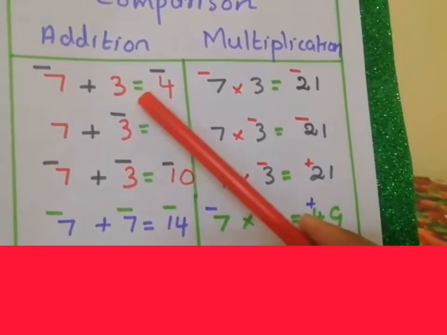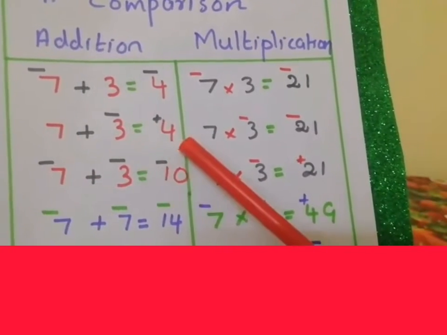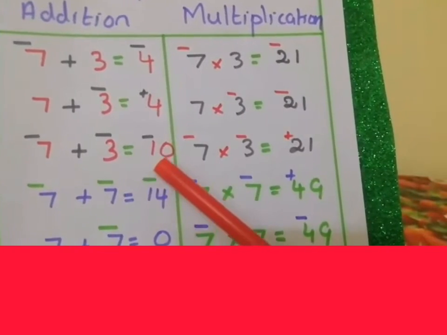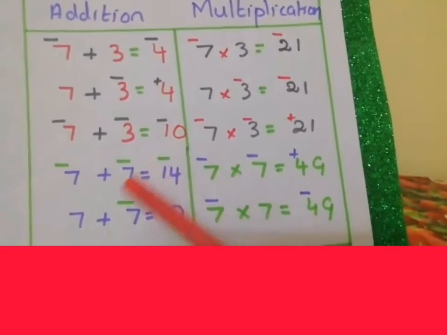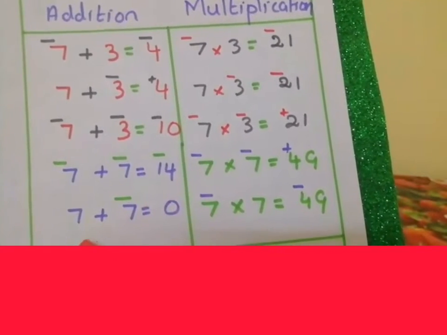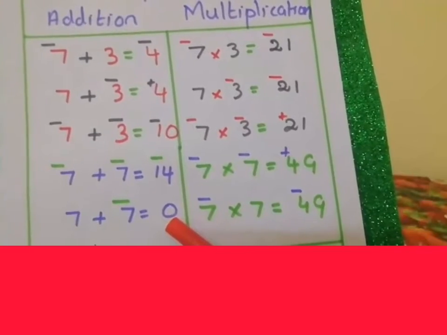Negative 7 plus 3, which is equal to negative 4. 7 plus negative 3 is equal to positive 4. Negative 7 plus negative 3 is equal to negative 10. Negative 7 plus negative 7 is equal to negative 14. Positive 7 plus negative 7 is equal to 0.